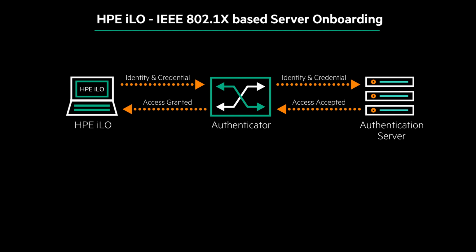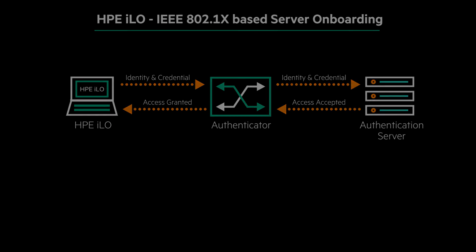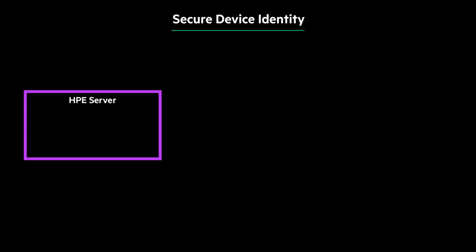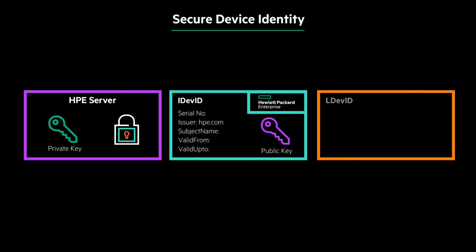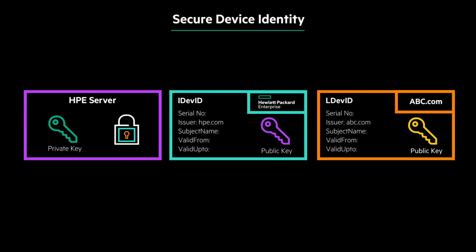To prove identity, IEEE 802.1x protocol uses Secured DevID. Secured DevIDs are used as interoperable secure device authentication credentials. HPE servers with HPE iLO support Secured DevID, which is unique to every server. HPE iLO supports iDevID and LDevID. Your network must have IEEE 802.1x protocol enabled to use HPE iLO iDevID and HPE iLO LDevID for authentication.